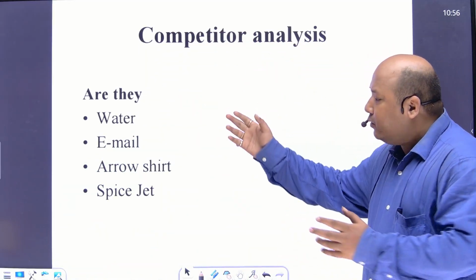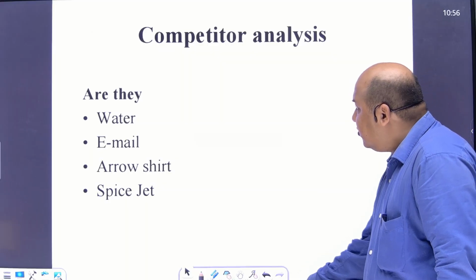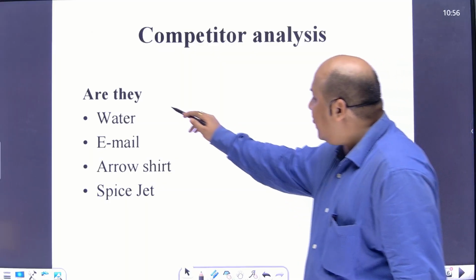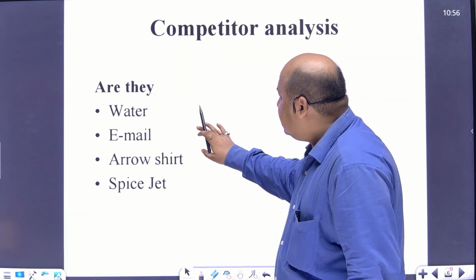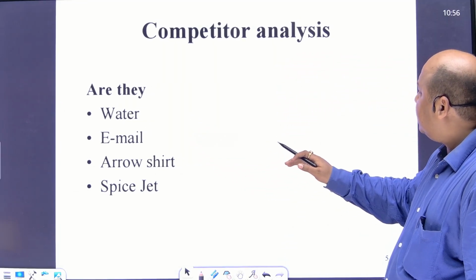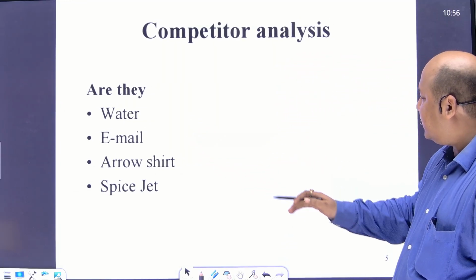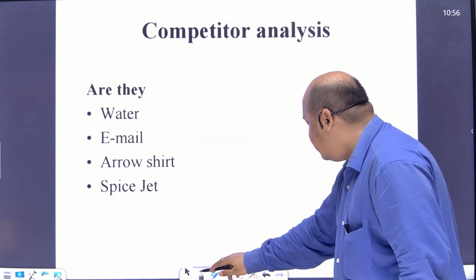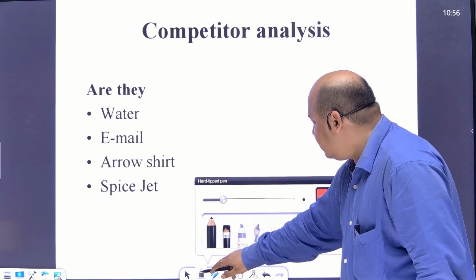So when we do competition analysis, first we need to check these things: water, email, Air Asia, SpiceJet, are they having that thing or not? So you need to have that idea.